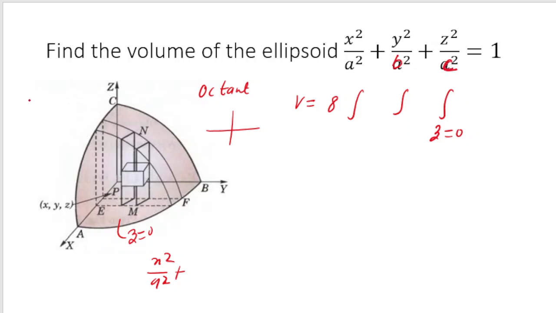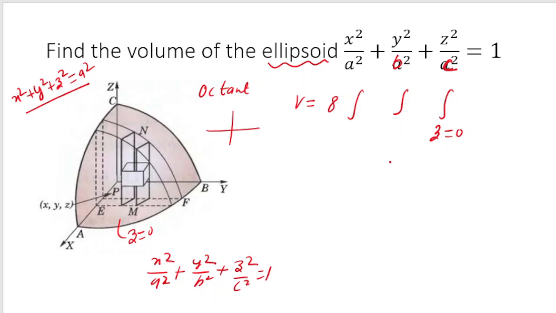Otherwise, if you take a square, a square, a square, then it will become a sphere, that is x square plus y square plus z square is equal to a square. I think I used the word circle, which is not correct. It will become a sphere. But we are talking about an ellipsoid, so I am taking a, b, and c, which are all different. I realized that I had made a mistake in typing it. So x square by a square plus y square by b square plus z square by c square is equal to 1. So I have to write the limit of z.